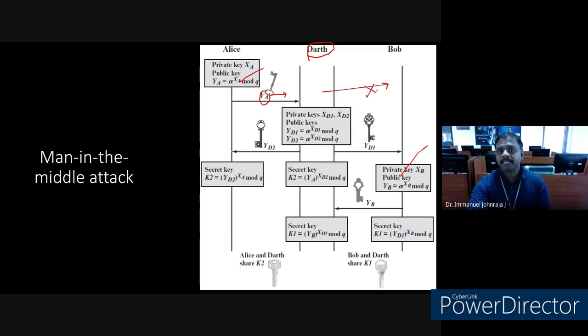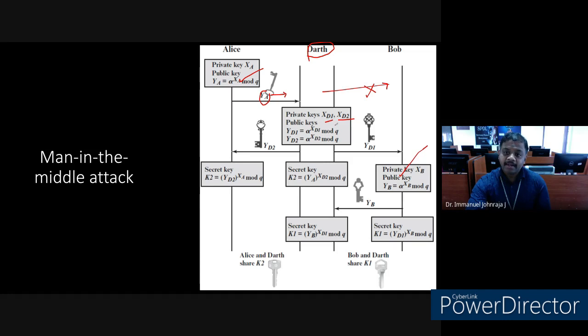Man in the middle attack. Now, at the same time, the attacker chooses two private keys. They are named, instead of XA, XB, XD1 and XD2, where D stands for Darth here. So he chooses two private keys, XD1 and XD2.